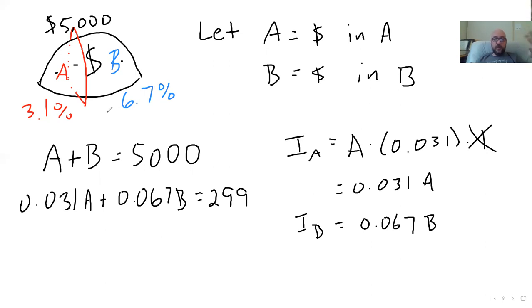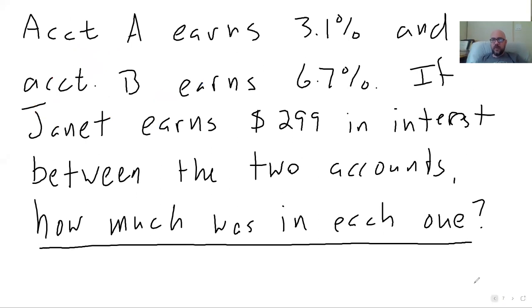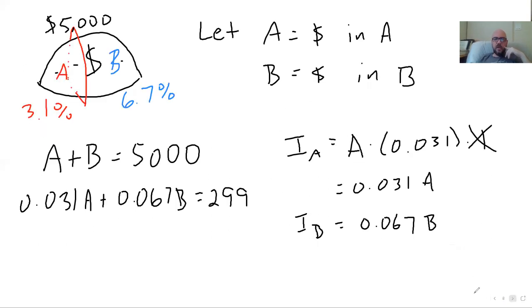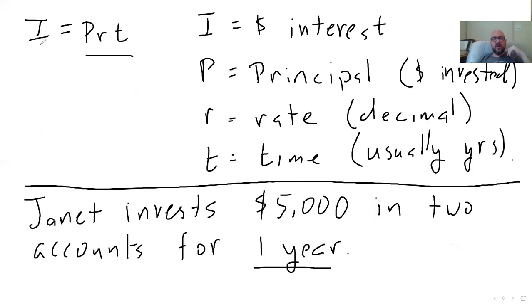And then the rest of the problem, right? There was a whole bunch of other information, and obviously your other equation is going to come from that other information. So account A, 3.1%, account B, 6.7%. And then I'm going to need to turn that into some kind of equation. And so here I actually have to know this formula. And by the way, I will expect you to know this formula. This is a thing that you will use a lot in your life in general: how to calculate interest.